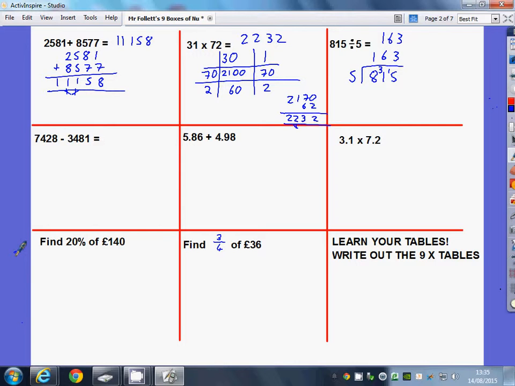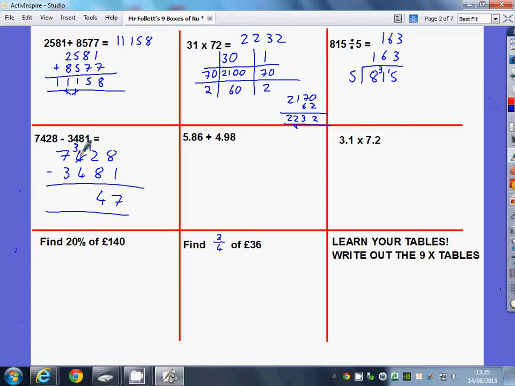Subtraction. Just like addition, we set it out in columns. 8 take 1 is 7. 2 take away 8 we said we can't do, so we're going to borrow one of these. So that becomes 3, and then that borrowed one makes that one there 12, doesn't it? 12 take away 8 is 4.